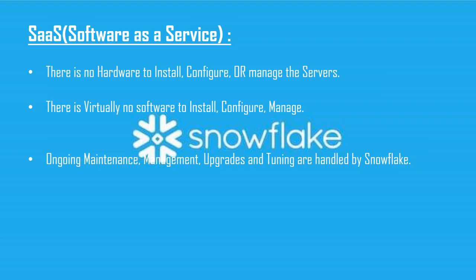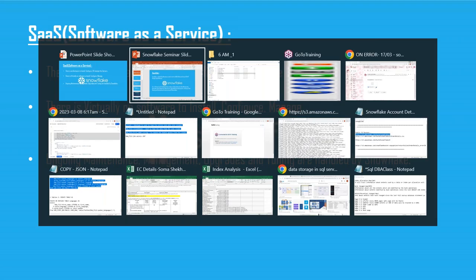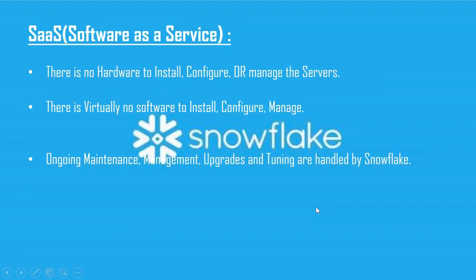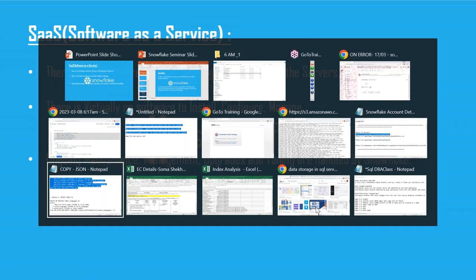No huge human resources are required to manage your cloud data warehouse. What we need to do to work with the Snowflake cloud data warehouse in our organization, just we need to take a subscription from the Snowflake company and then start using it. Unlike a traditional data warehouse, we no need to buy anything, we no need to maintain anything. We will discuss what is the traditional data warehouse, how it looks like, and what is the difference between both.